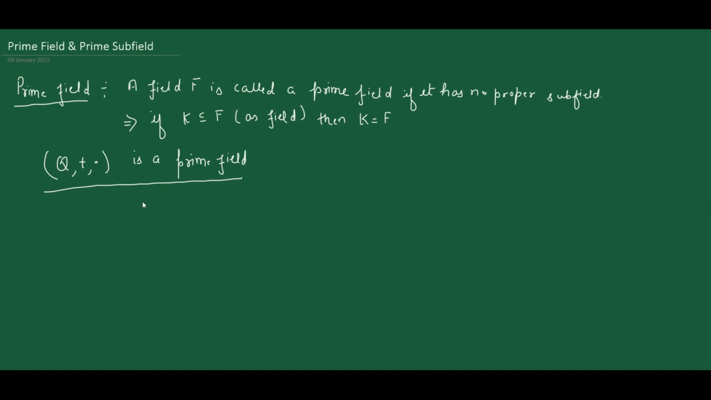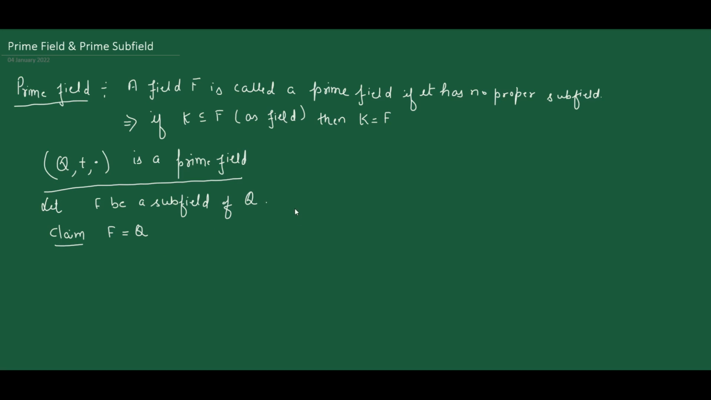For that you have to focus on the definition. It means we have to show that if we take any subfield of the rational numbers, that will be equal to the set of rational numbers itself. So let F be a subfield of the field of rational numbers. What is our claim? We have to show that F is equal to Q. It means Q has no subfield other than itself.